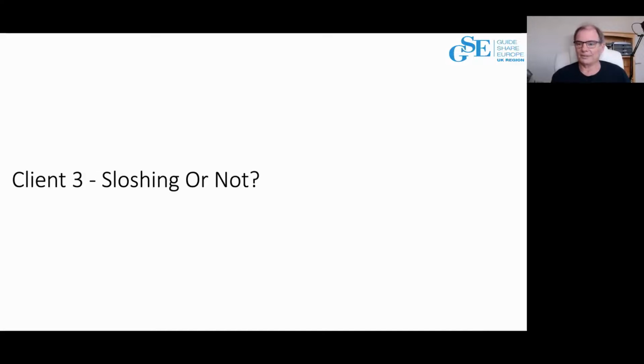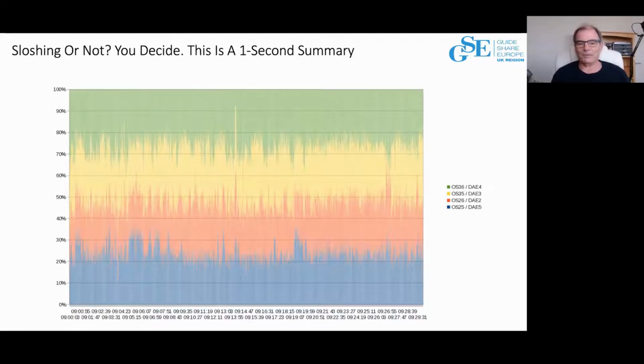Now, I haven't chased Stephen away, so he likes this term, I know. Sloshing or not. This is what happens if you're insane enough to go down to the 1 second level across a set of data. And in this particular case, it's 30 minutes. So that's 1,800 data points, right?